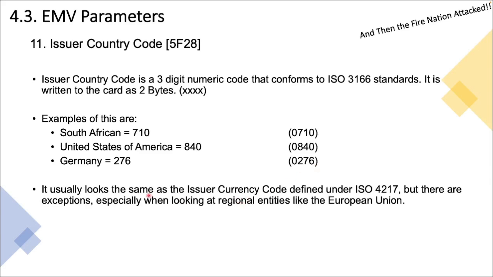So it usually looks the same as the issuer currency code defined under ISO 4217. And if you remember, and you're welcome to scroll back and look at the issuer currency code values, you'll see that South African Rand and South Africa are both 710, and US dollar and the United States of America are both 840, etc. So generally they are the same, but there are exceptions, especially when you look at regional entities like the European Union. So we say that Germany has an issuer country code of 276, but the currency is the euro. And so in this case, the currency code is not equal to the country code. The currency code is actually 978.